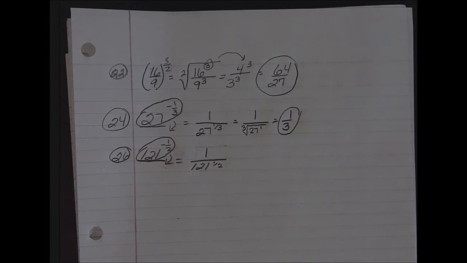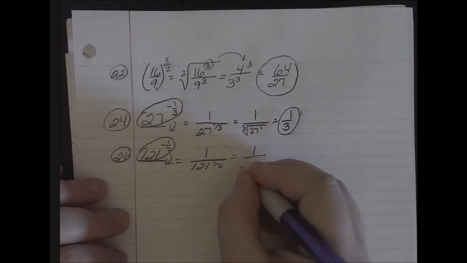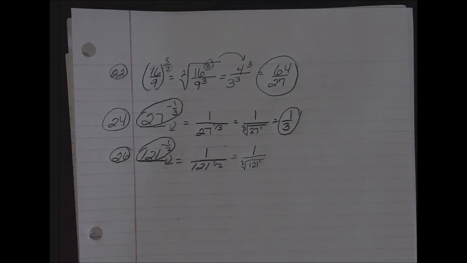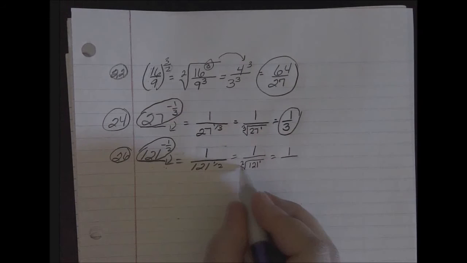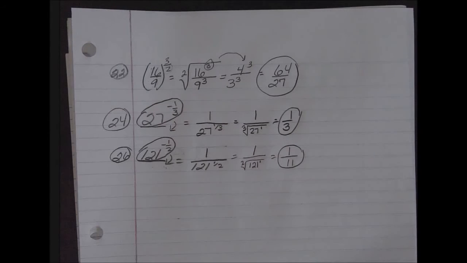Now we can translate it. So that gives me 1 over, and I've got the square root of 121. The power is 1, and then that root is 2. So now I've got 1 over, the square root of 121 is 11, and we're finished.